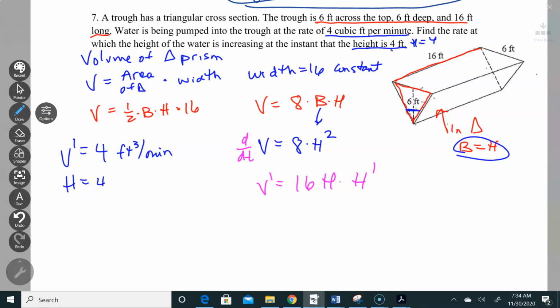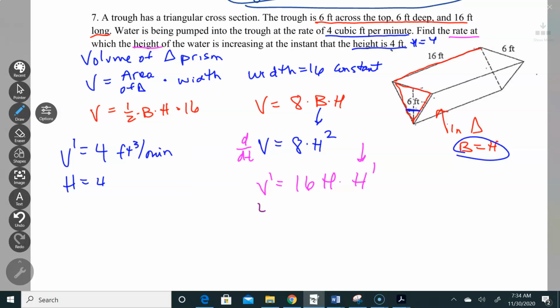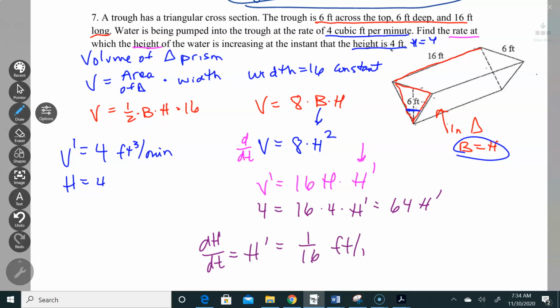And I'm trying to figure out the rate of the water, the height of the water. So I'm trying to figure out h prime. And I get, I'll change it to purple, 4 equals 16 times 4 times h prime, which is 64h prime, divided by 64. So my rate of change of the height, or my h prime, is equal to 1/16 feet per minute. That's how it's changing.